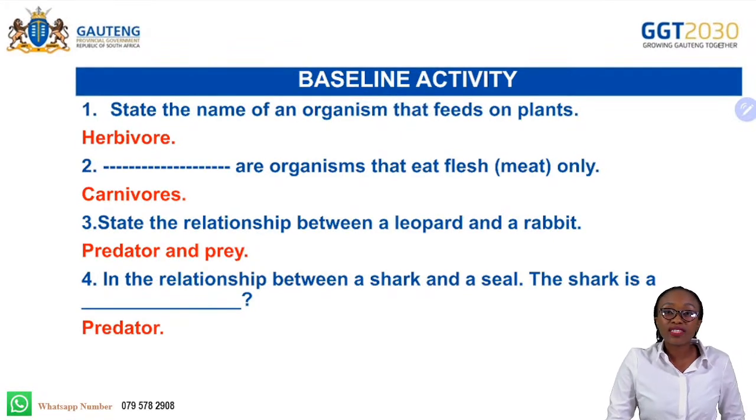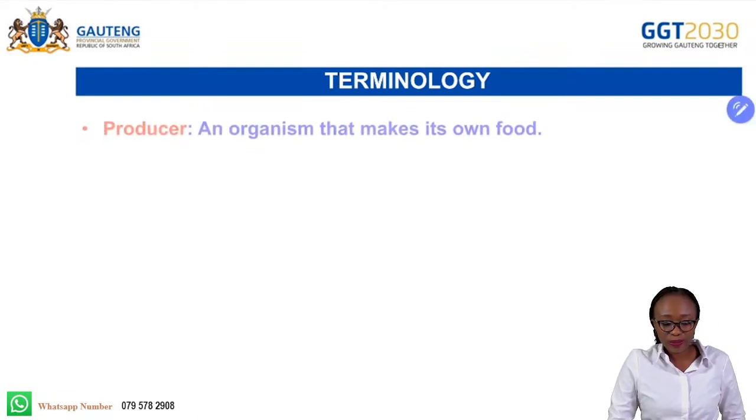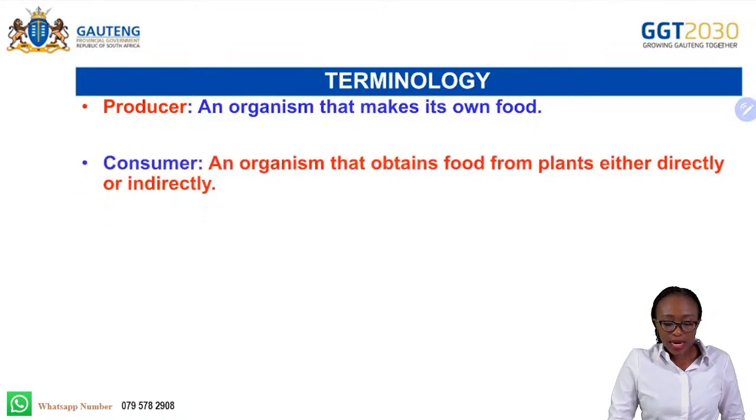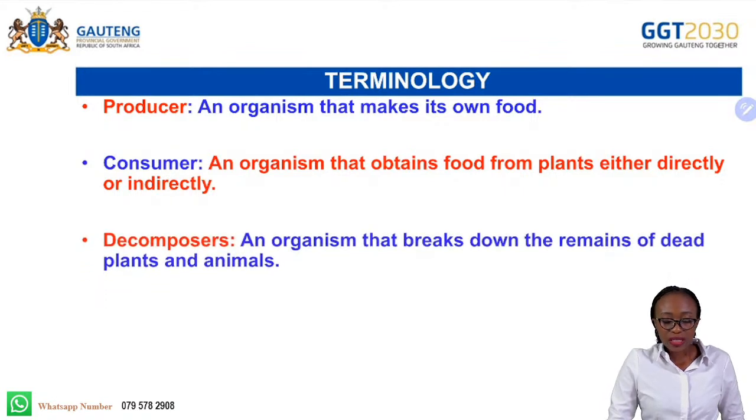Welcome back. Now let's move on to terminology. The first term is producer. What is a producer? It is an organism that makes its own food. And a consumer, it is an organism that obtains food from plants either directly or indirectly. Decomposer, it is an organism that breaks down the remains of dead plants and animals.